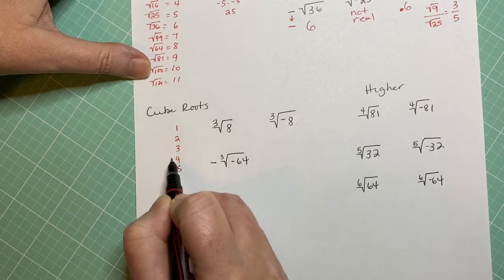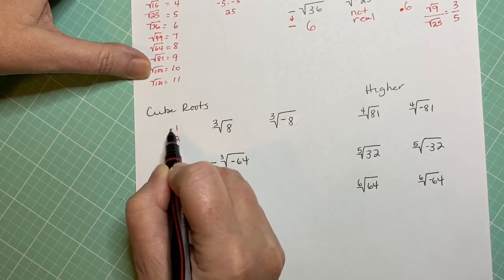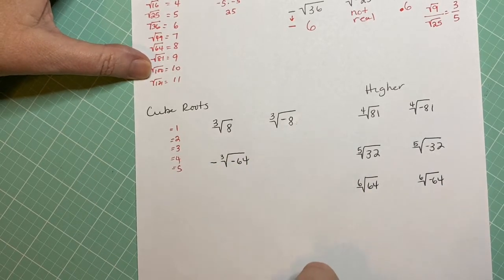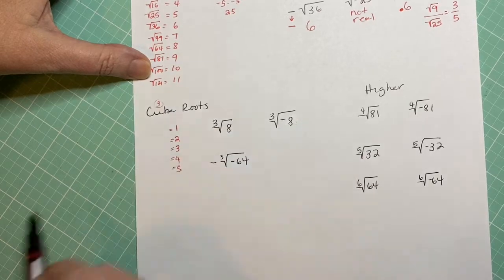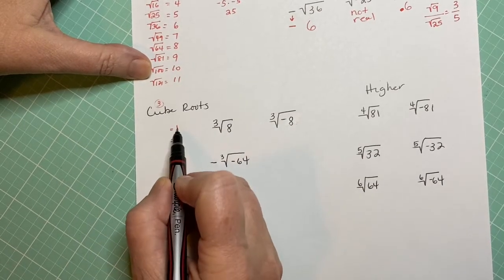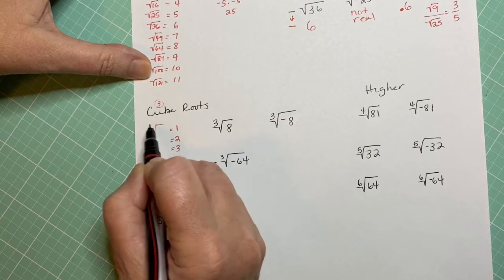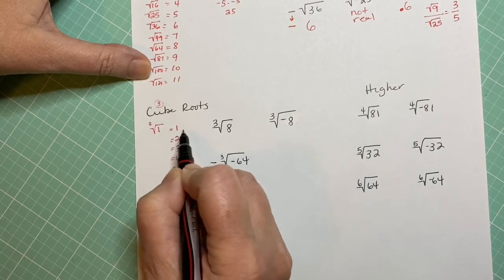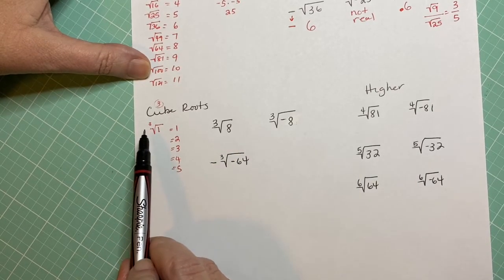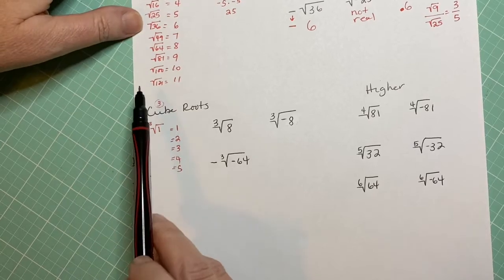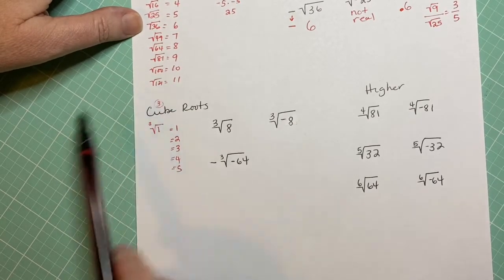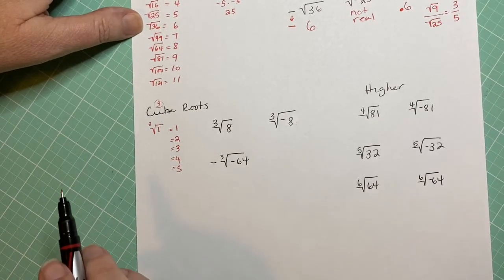We don't need to do quite as many. But instead of squaring it, we're going to cube it. We're going to do it 3 times because cube means 3. So 1 times 1 times 1 is 1. So the cube root of 1 equals 1. So this little 3 up here is what makes it a cube root. If it doesn't have a number, it's assumed to be a 2, and it's a square root.